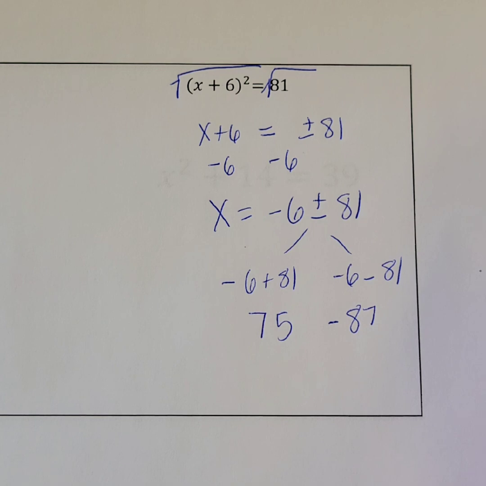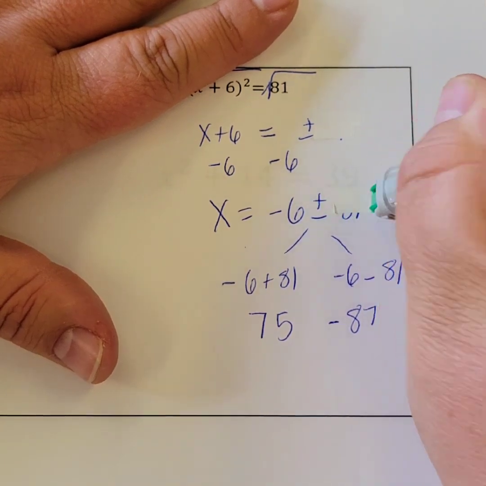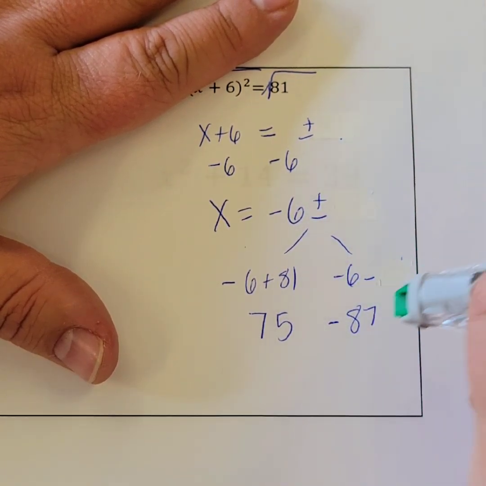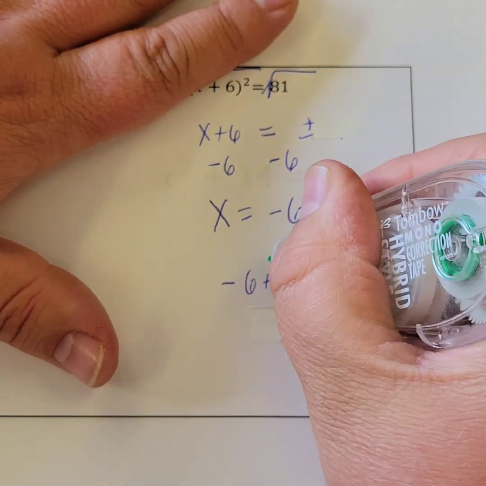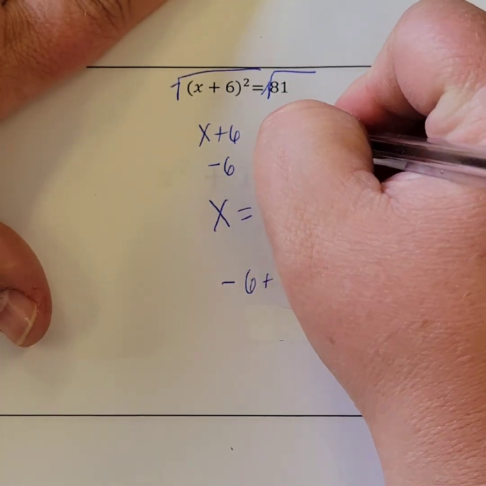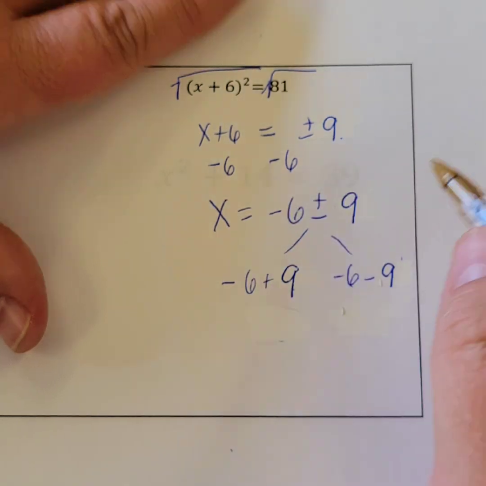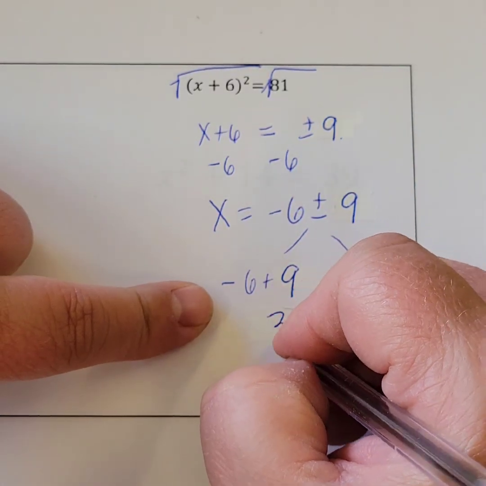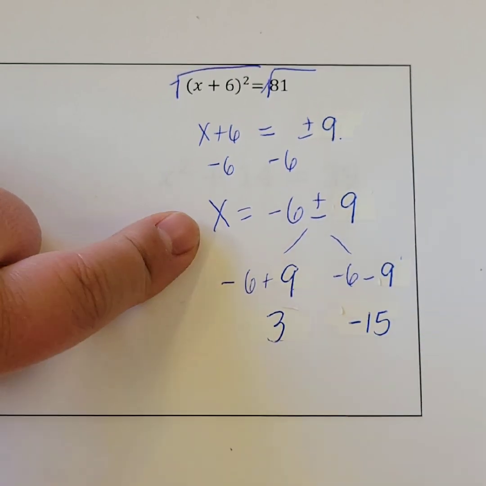Oh, goodness. Nope, these are way too big. Okay, these are 9s. Oh, dear. I knew that looked a little weird. So we need to come in and make these a 9. So -6 plus 9 is 3, and -6 minus 9 is -15. There we go.